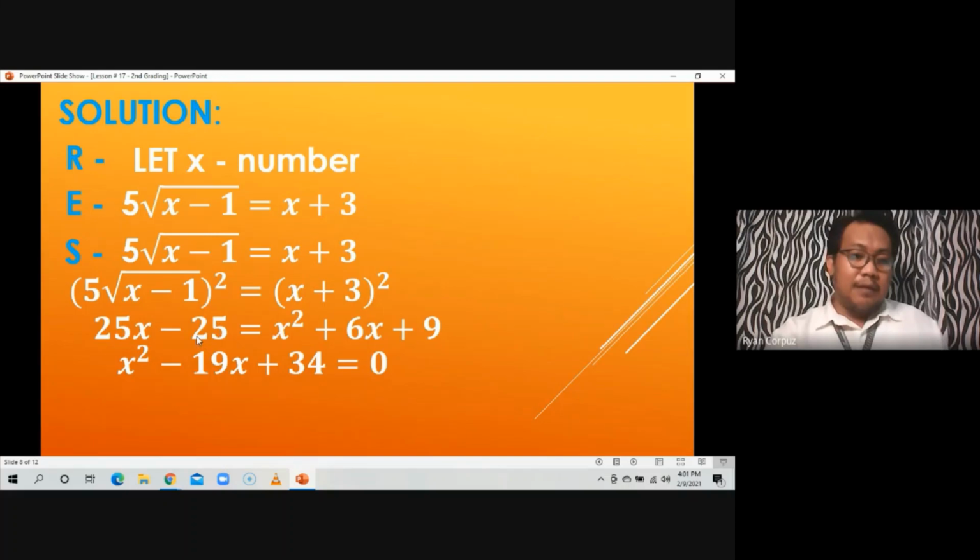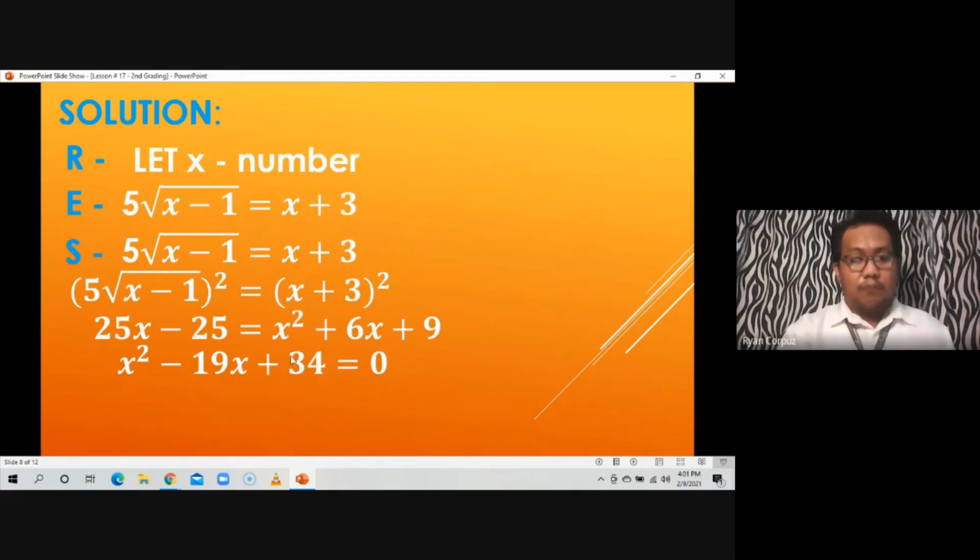Then 9, flip the negative 25, it becomes plus 25. That would be equal to 34, which is equal to 0. So makaka-form tayo ng quadratic equation. Now we are going to solve this quadratic equation by using factoring.